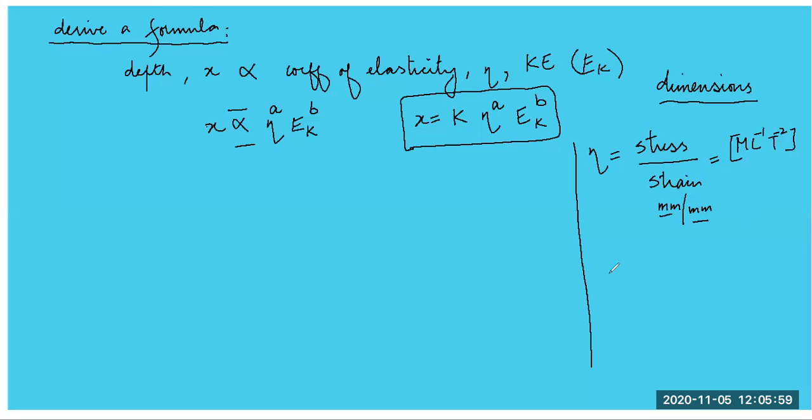And for kinetic energy, yes, Jasmine, please tell the MLT of kinetic energy. Yes, Ishma, tell the MLT of kinetic energy. Kinetic energy, potential energy, work done, any kind of energy, they have the same MLT. ML^2 T^-2. We should be quick in answering.